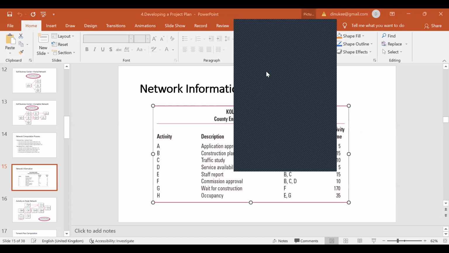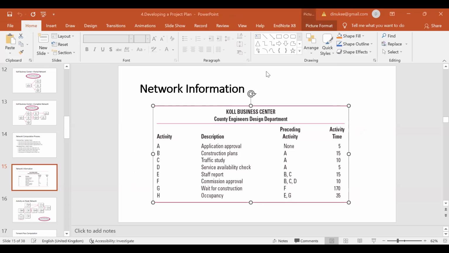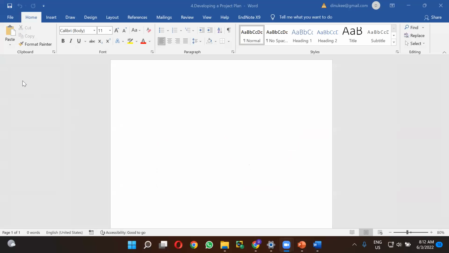So I will take a Word document. Until I take a Word document, please take a piece of paper. Can you see my Word document? Yes, madam. Right.